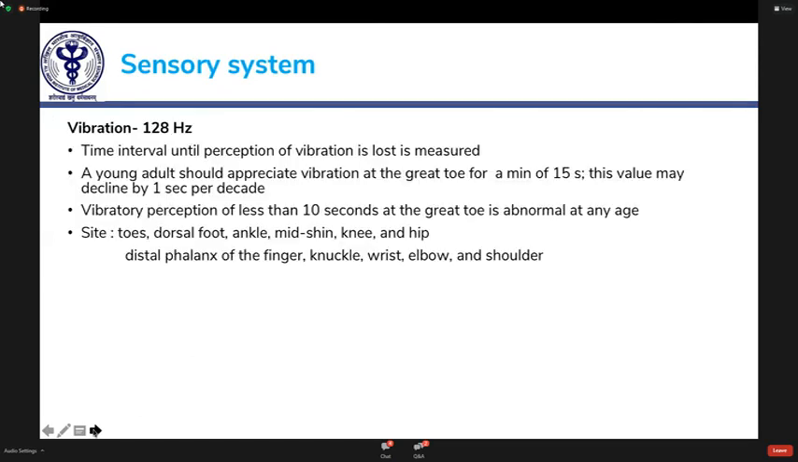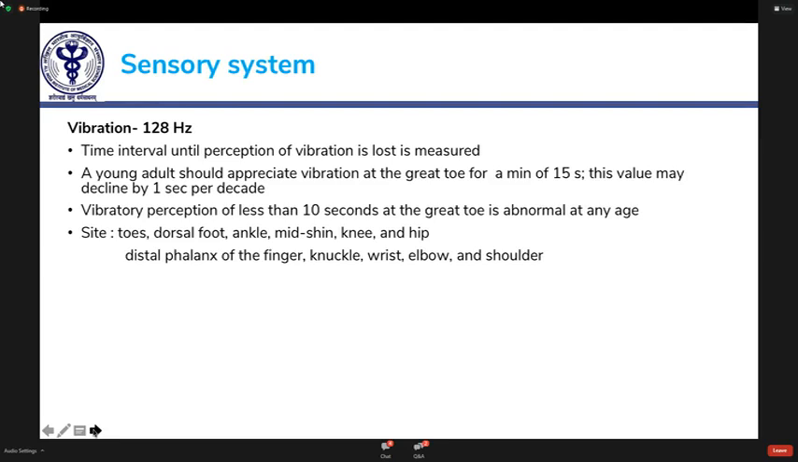For vibration, we usually use the 128 Hertz tuning fork, and the time interval until the perception of vibration is lost is measured. Usually it is considered that a young adult can appreciate vibration at the great toe for a minimum of 15 seconds. This value may decline by 1 second per decade. But what you can do is compare with your own, provided your own vibration is normal, and see whether it is happening at the same level or not. Any vibration perception less than 10 seconds in the great toe is abnormal at any age.